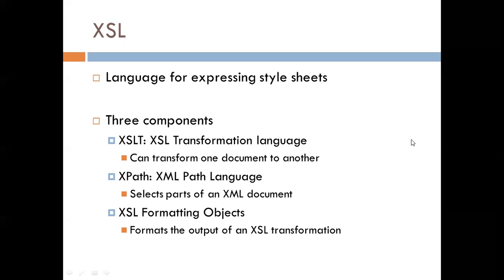Then XSL formatting objects format the output of an XSL transformation. So an XML file first goes through a transformation language and then it goes through the formatting. Here, in our syllabus, we don't have examples or code for this XSL. Unlike an HTML file, XSL provides the styles for XML files. Finally, to be displayed on a browser, there should be some transformation, and that is done by XSLT.